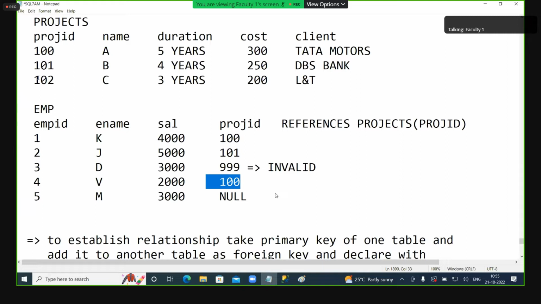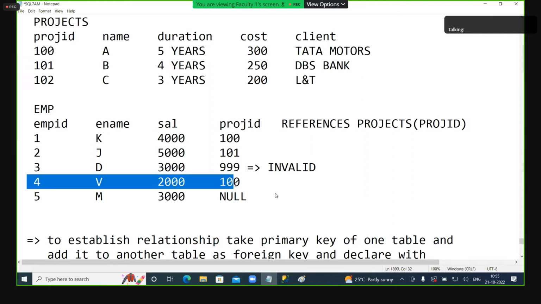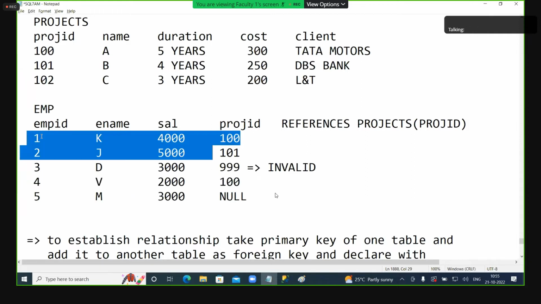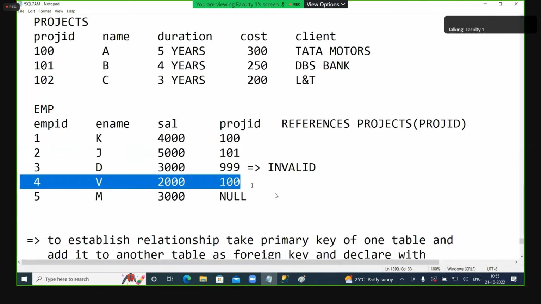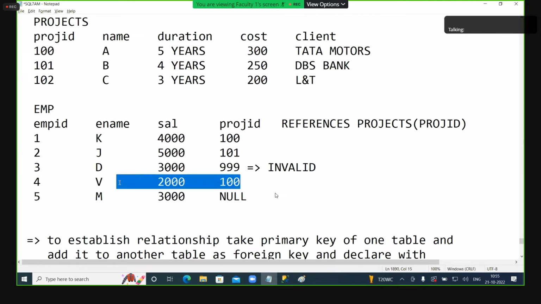Yes. Then employee 1 is working for project 100, employee 4 also joined project 100. Employees 1 and 4 are working for project 100. One project, how many employees? Many employees. Two means many. Project is one, but how many employees are working for one project? Two employees, multiple employees. So what is the relationship here?